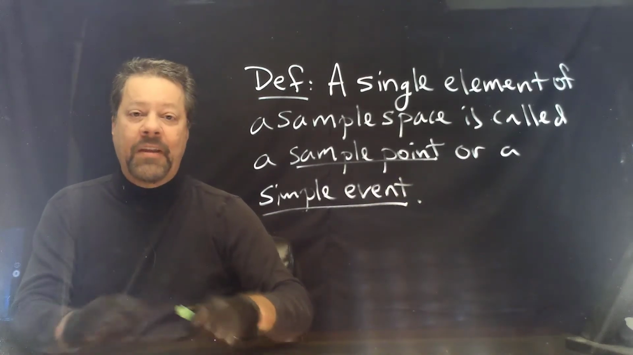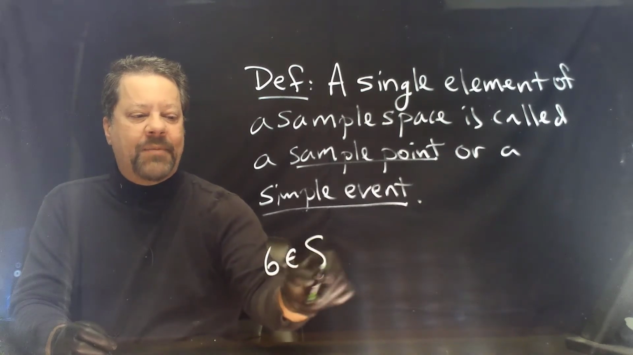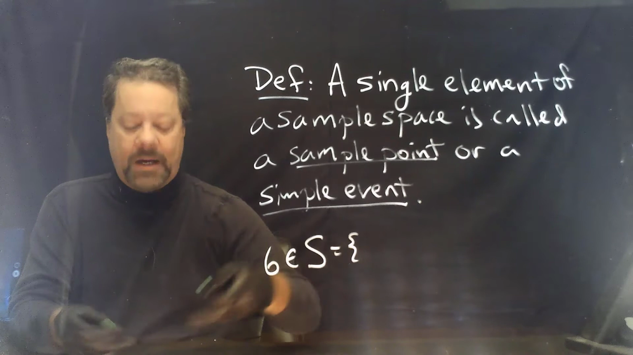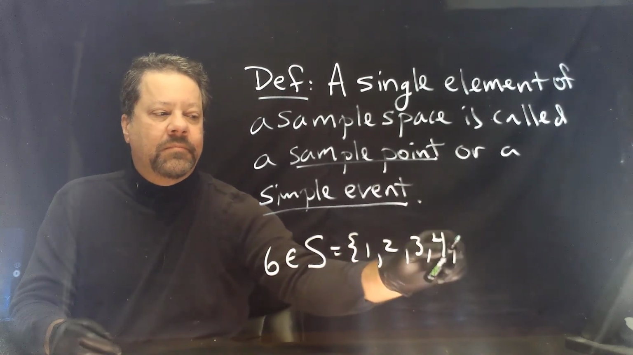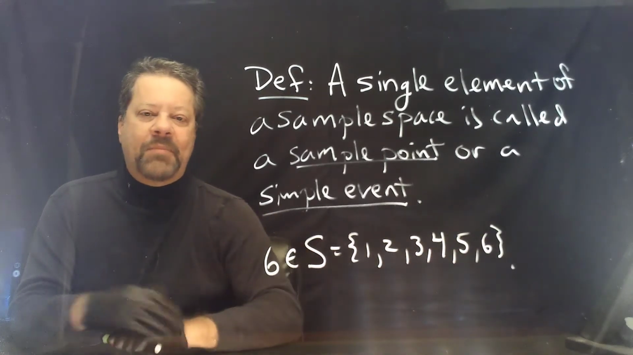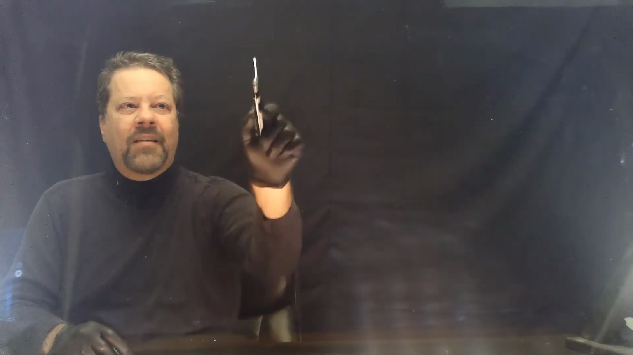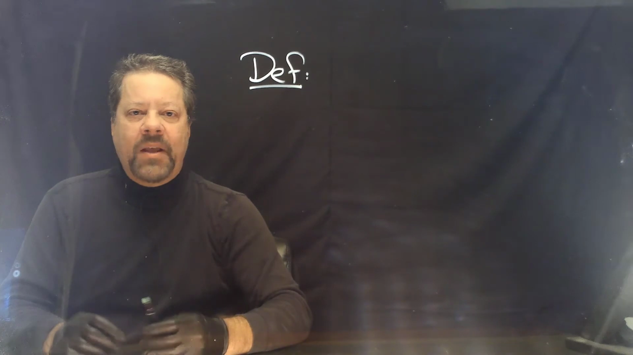So for example, the event of rolling a 6 is an element of the sample space that consists of possible rolls of a single die. And so 6 is a sample point. Any subset of a sample space is called an event.